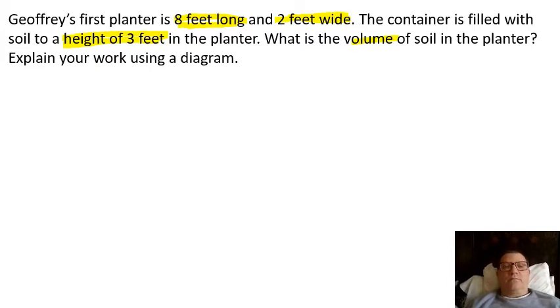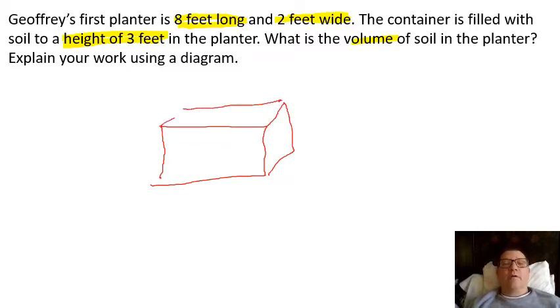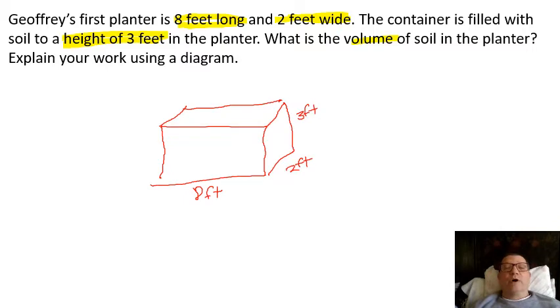Okay. So first thing I'm going to do is draw a planter. Nothing more than a rectangle. And then I'm going to go out here, come up. Now there's my planter. Now, he says it's 8 feet long, so I'm going to put 8 feet right here. It's 2 feet wide, and then it says 3 feet high. And it wants to know what the volume is. And I know volume equals length times width times height.